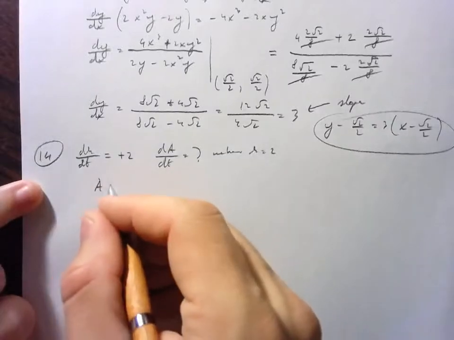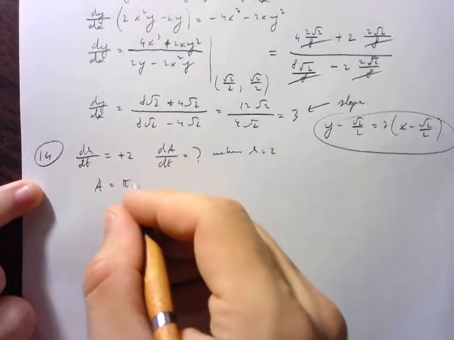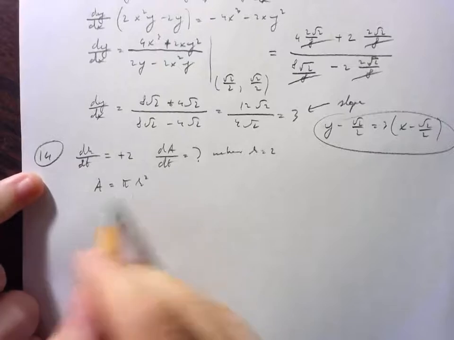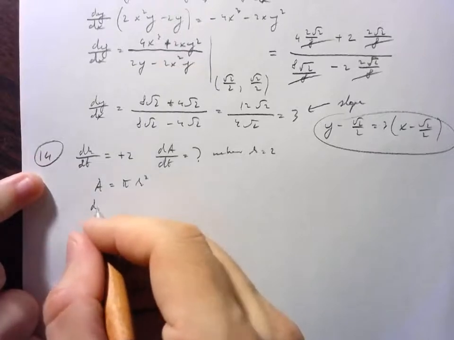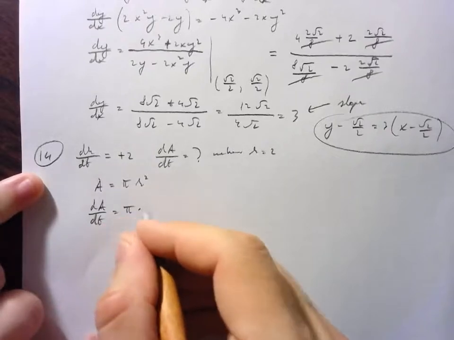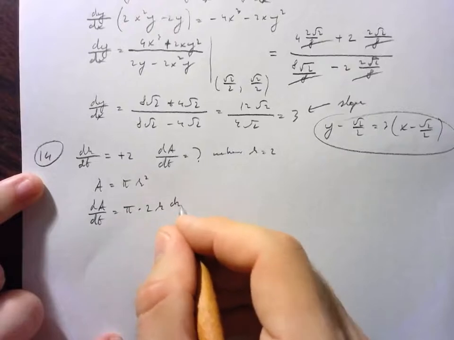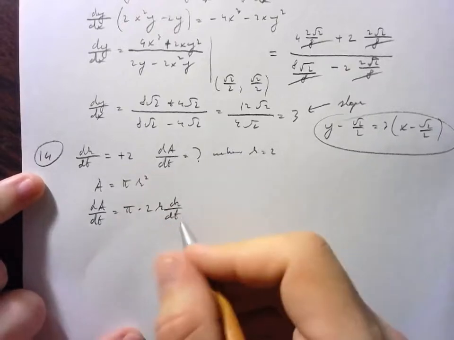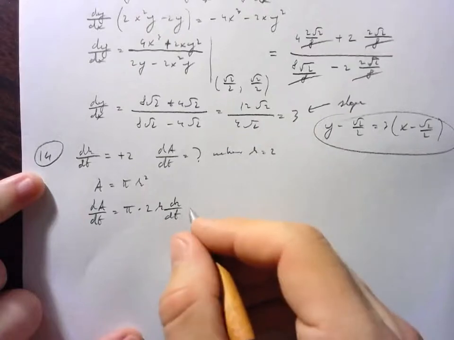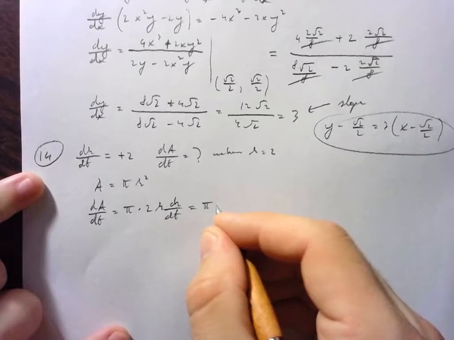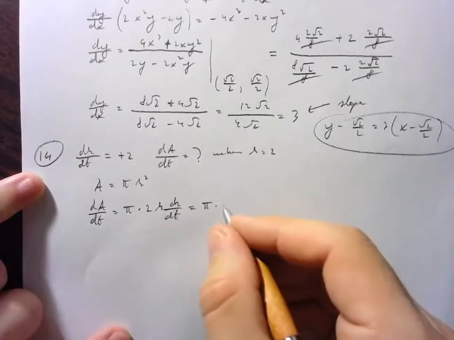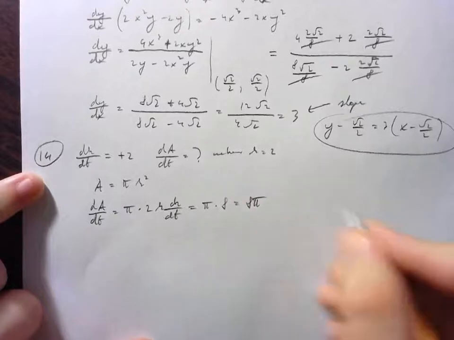What is the area of a circle in terms of radius? A equals pi r squared, and because these are both changing with respect to time, I'm going to take the derivative of this equation with respect to t. So dA/dt has to equal pi times 2r dr/dt, which comes from chain rule. And I know what dr/dt is, I know what r is, so dA/dt is going to be pi times 2 times r, so r is 2, dr/dt is 2, so pi times 8, or 8 pi.